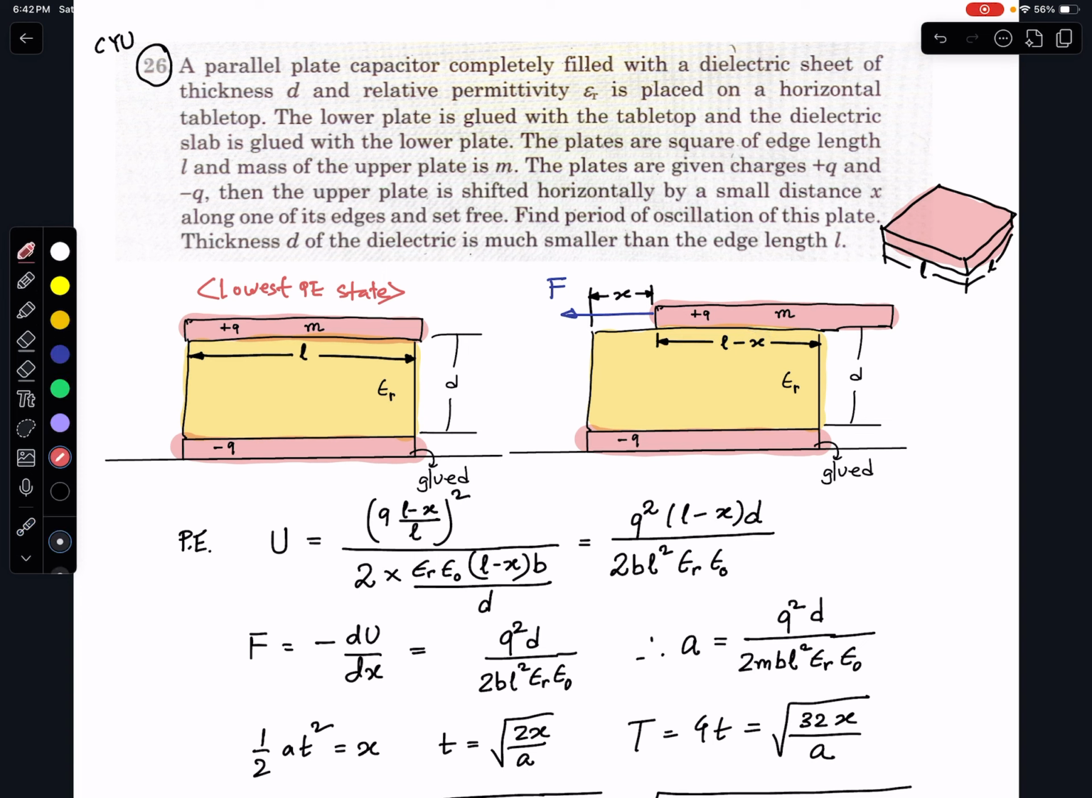In L minus x length, the charge will be Q divided by length L multiplied by L minus x. And the same here, this will be minus Q by L times L minus x. This much charge. And now we have to see the capacitor plates. For this capacitor plate, now I have to treat this width as L. Now this length is L minus x. So instead of L, it is L minus x because the x part has gone.